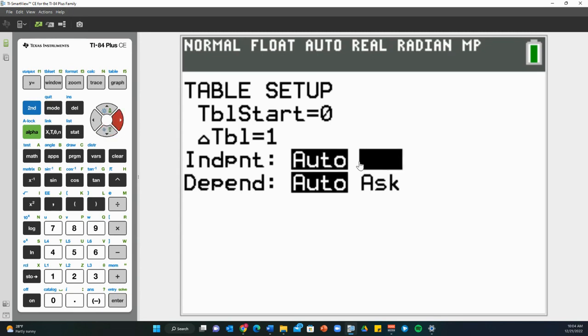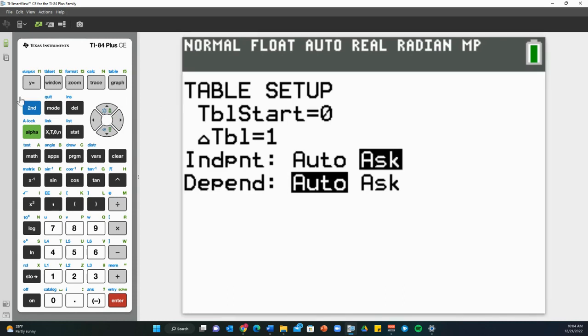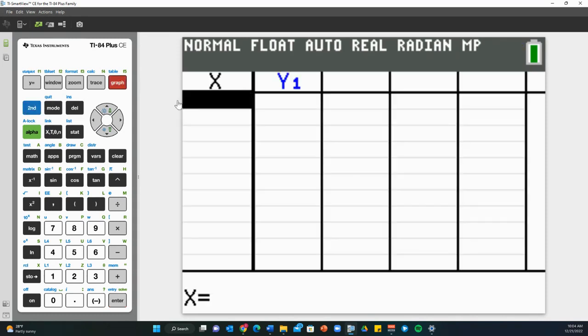What I prefer is the ask method. This makes the table blank when you go into it, and then you can input whatever values of x you would like to have, which is helpful for us because we're not always going to count by the same amount. We want to scoot the value of x closer and closer to our value of x that we're concerned with. So once those settings are good, make sure your calculator is set up the same way. Then we're going to go to second graph to take us to the table. And you can see it's empty.